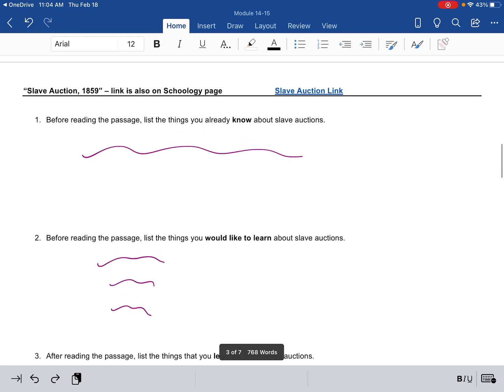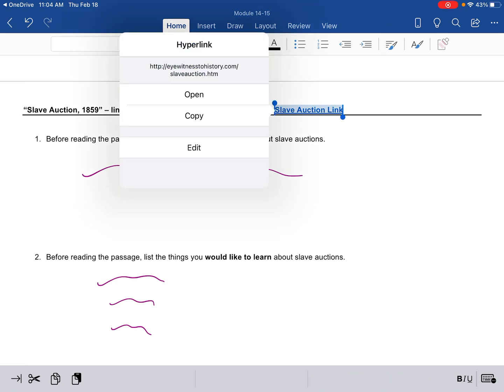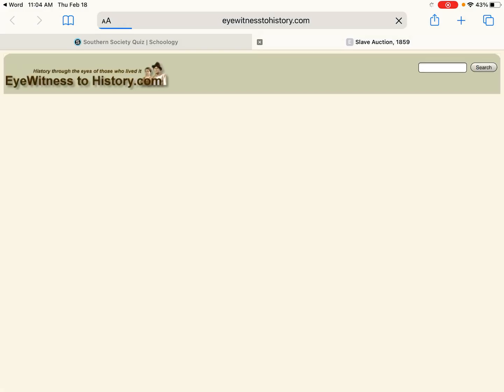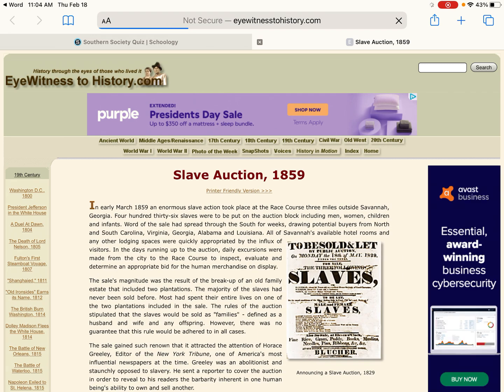I'm going to go ahead and open the link. This will take us to a website called eyewitnesstohistory.com, which, by the way, is a really fantastic website for eyewitness accounts, people who are actually there throughout history. And you can see all the different tabs on here. There are eyewitness accounts from the ancient world, the Middle Ages and Renaissance, 17th century, 18th, 19th, Civil War, Old West, 20th century, World War I, World War II, so on and so forth. It's a great website because you're hearing it from people who were actually there, which is always the best way to learn history.